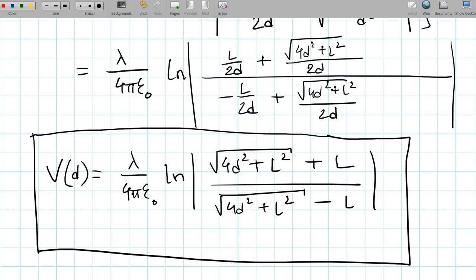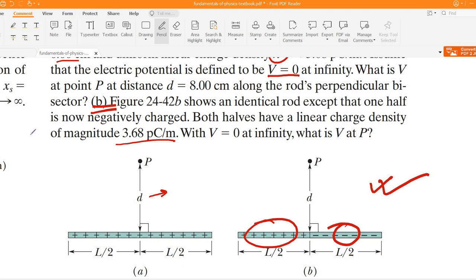Anyway, let's move on to the second part of the question. What if one of the halves of the rod is being replaced by a negative charge distribution? So in order to talk about this, let me go back to the question itself inside the book, where I can simply point a finger at the drawing itself, at the figure itself.